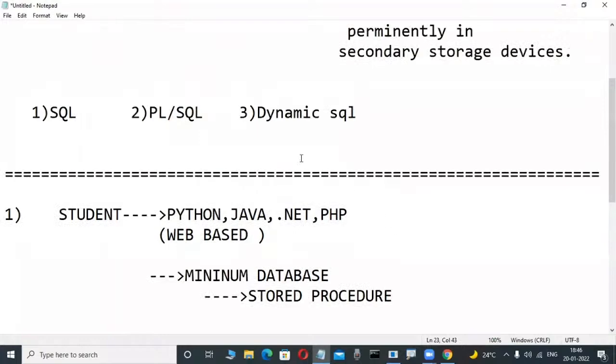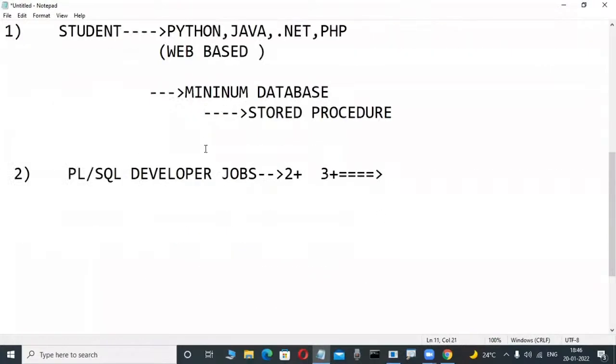Because in this course, we are learning SQL and PLSQL, right? Yes. Again, observe here: PLSQL developer jobs. Another type of person: nowadays, many people do not have very good coding knowledge, or they are not technical persons, but they want to move into the software field.